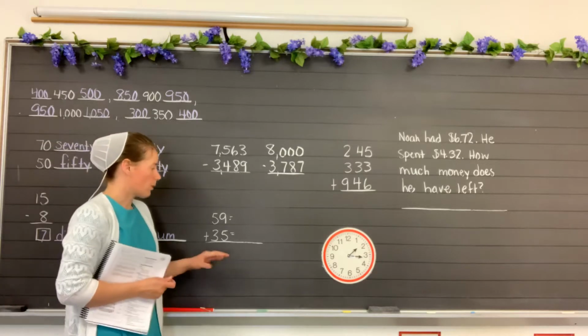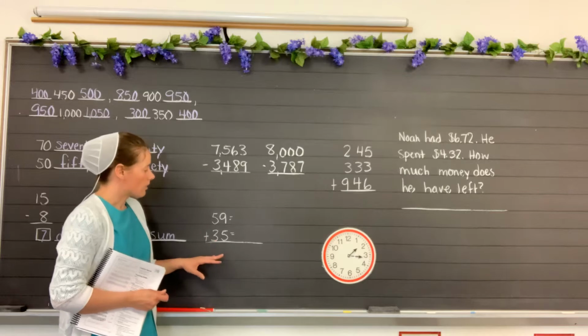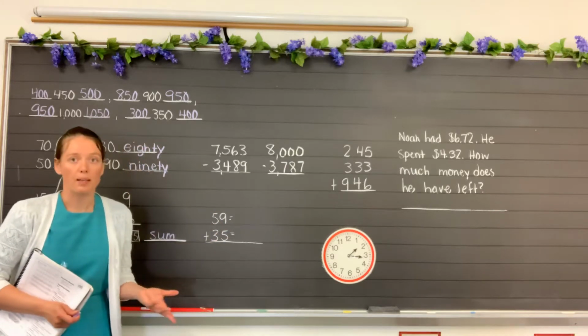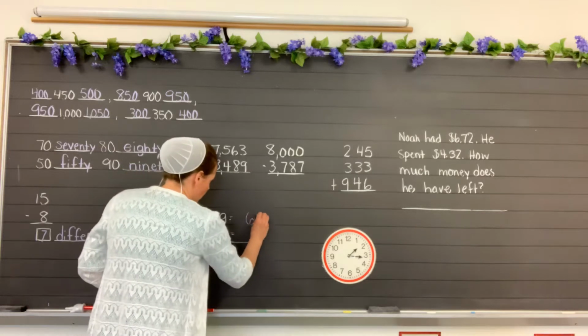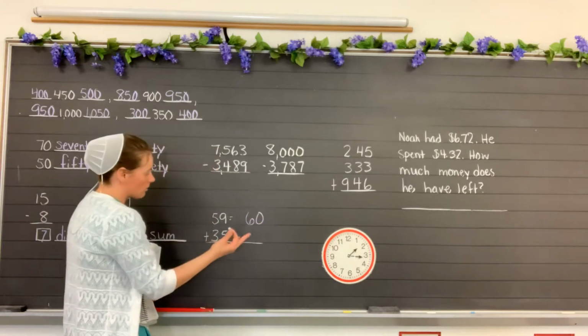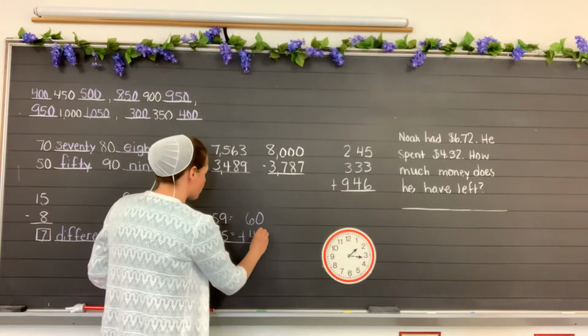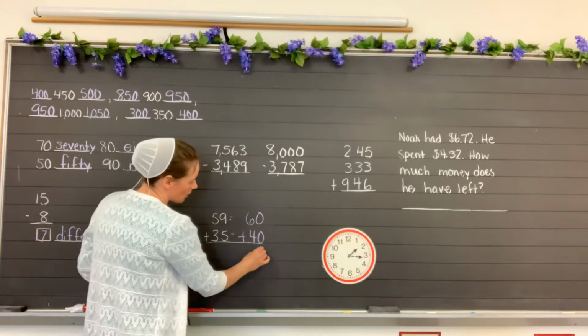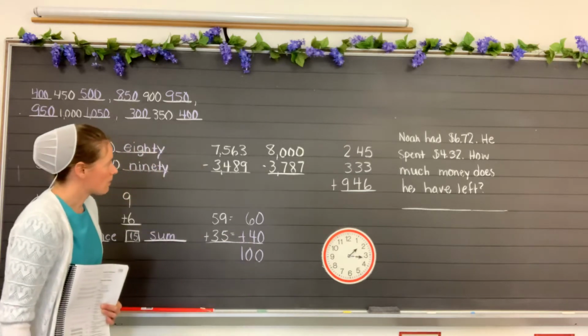Okay, for this problem, we're going to figure out the estimate answer. So 59, if you estimate that to the nearest 10, would be 60. And then 35 to the nearest 10 would be 40. So 0 plus 0 is 0, 6 plus 4 is 10, 100 is your answer.